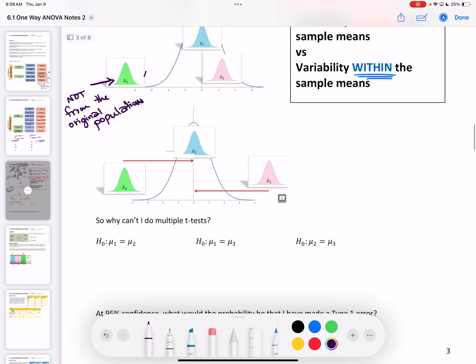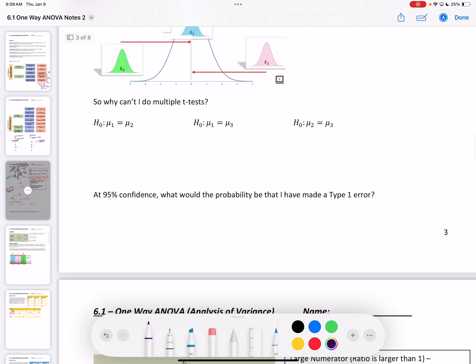All right, so why can't I run multiple t-tests? Let's say I want to compare Notre Dame to CSU. I could run a 2-sample t-test for that, right? But I also want to compare Notre Dame to West Virginia. And I also want to compare CSU to West Virginia. That would be 3 separate tests, right? So let's say I'm going to set my confidence level to be 0.95. Then what would alpha be?